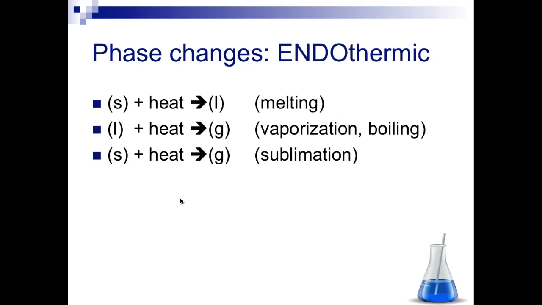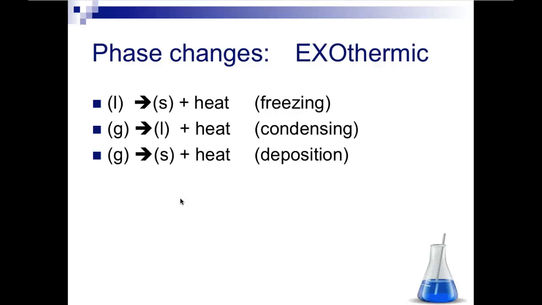So, phase changes are endothermic. So when you have a solid and you add heat, it goes to a liquid, so it melts. When you have a liquid and you add heat, it goes to a gas, that's vaporization. When you have a solid and you add heat to it and it goes to a gas, that's sublimation. Those are all endothermic processes because you're adding heat to the system.